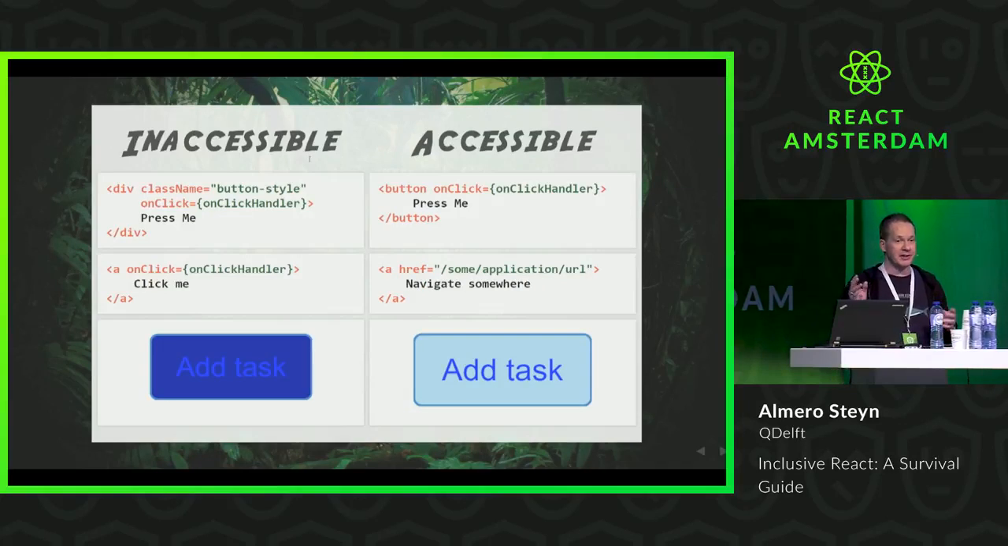We've got the famous turning a div into a button by giving it some style that makes it look like a button and an on-click handler. Keyboard users and screen reader users cannot use this. Just turn it into an HTML button. Less code, it's already accessible, and it is stable. Also, an anchor without an href is no link. Just give it an href and it becomes a navigable item, because the first one cannot be found by keyboard users at all.